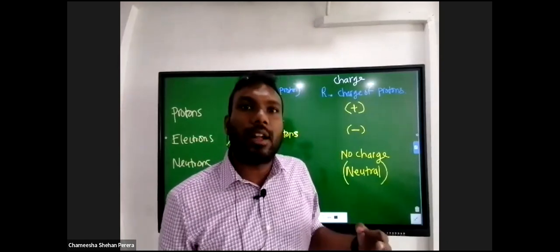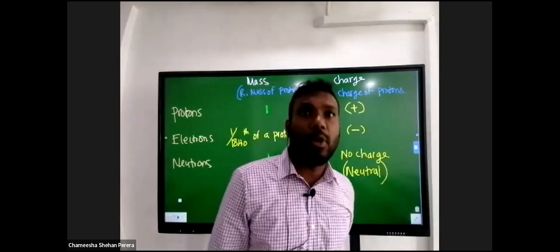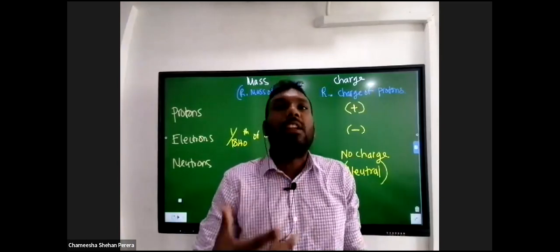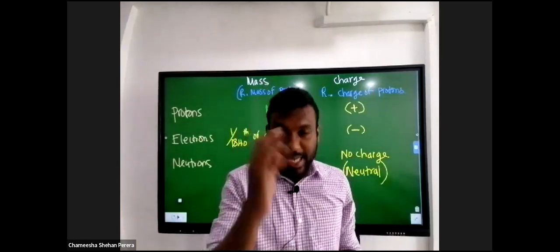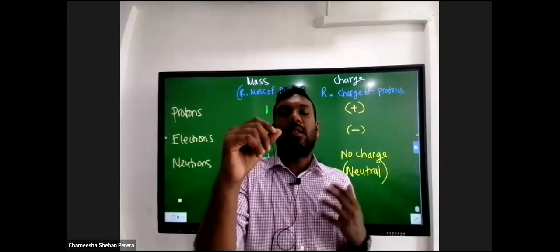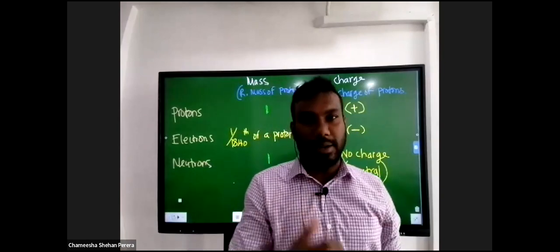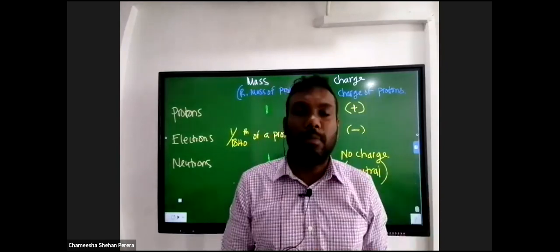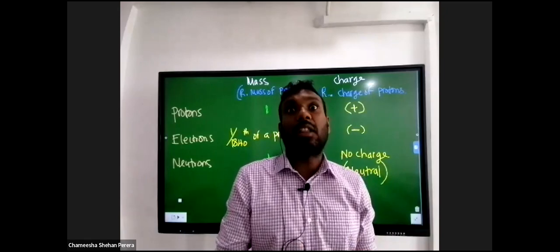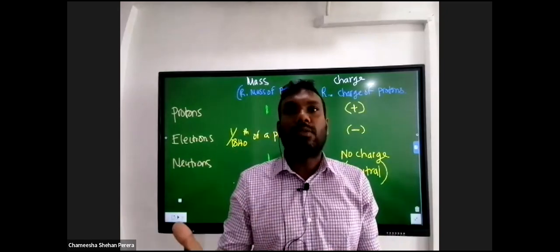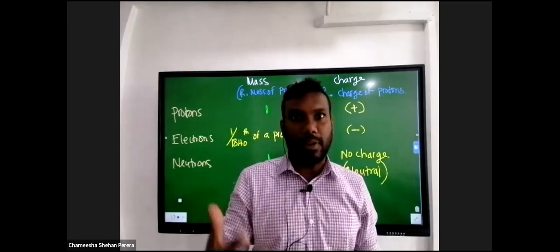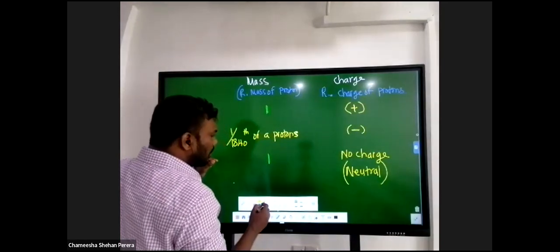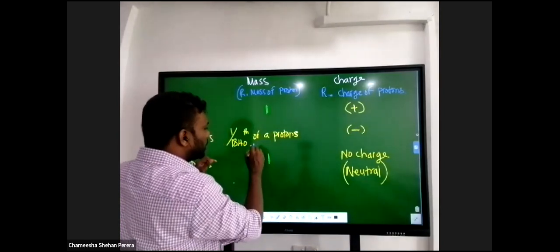An electron's mass is about 1840 times smaller than a proton's. So an electron contributes a mass to the atom, but it is so small that it is barely felt. Protons are about 1840 times heavier, and neutrons are nearly the same. So we consider that electrons have a negligible mass. That is very important: electrons have a negligible mass, and you have to write it.